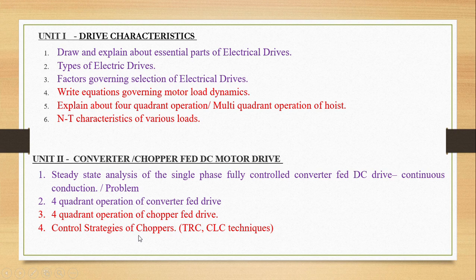Fourth one, control strategies of chopper. There are 2 control strategies. One is time ratio control, another one is current limit control, which are simply called TRC, CLC. TRC is again divided into 2, pulse width modulation and frequency modulation. In 12A, question 1 and 2 are possible. In 12B, 3 and 4 are possible.